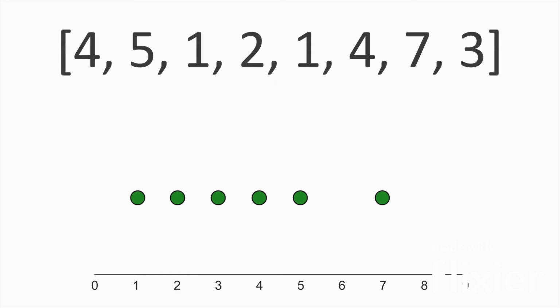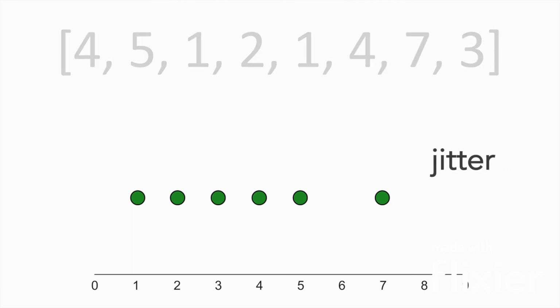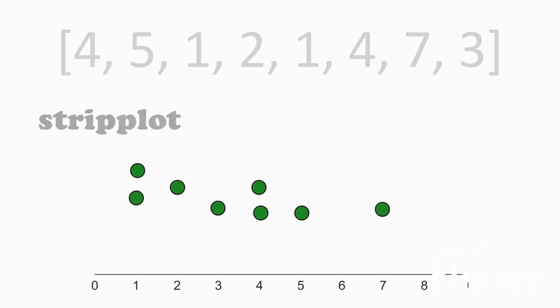So the strip plot gets around this issue with something called jitter. That basically just means I'm randomly going to move each dot either a little above or below this line so that I can see all 8 data points. And now we have our strip plot.